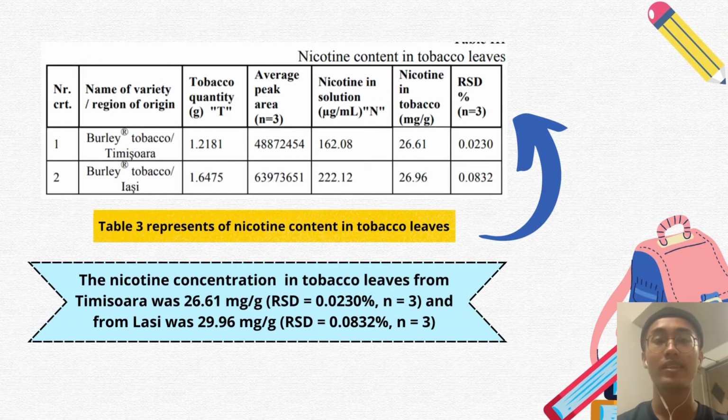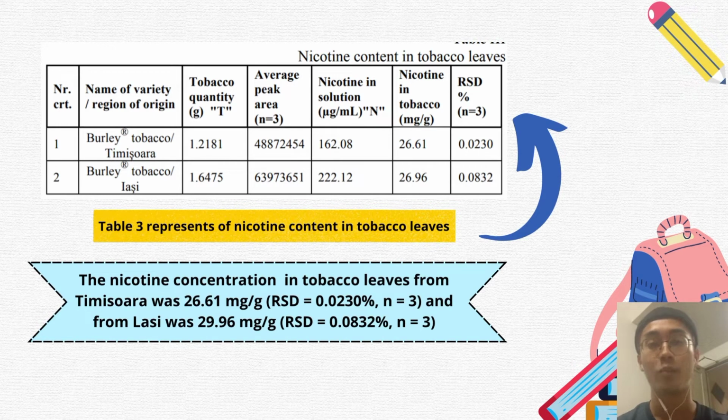Table 3 here represents the nicotine content in tobacco leaves. According to the table, the nicotine concentration in tobacco leaves from Timisoara was 26.61 mg per gram, and the RSD is 0.0230% and equal to 3. Meanwhile, for LECI it is 29.96 mg per gram. The RSD is 0.0832% and equal to 3, which is slightly higher.